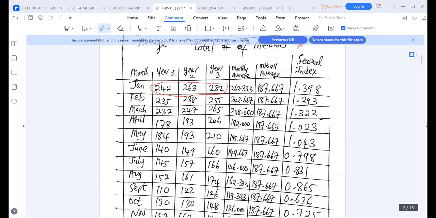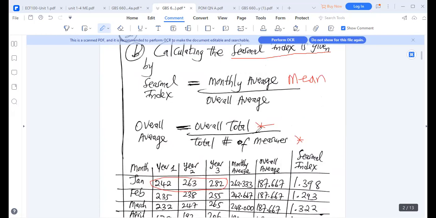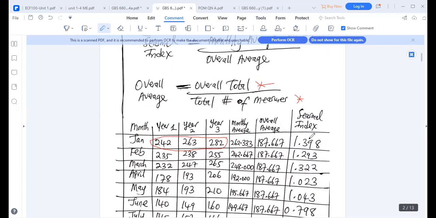So to find the seasonal index, it is equal to the monthly average over the overall average. Monthly average divided by overall average, we get 1.398. In this question, they are saying we need to round off to 3 decimal places. So this is how the seasonal indices were found, by simply dividing the monthly average by the overall average.